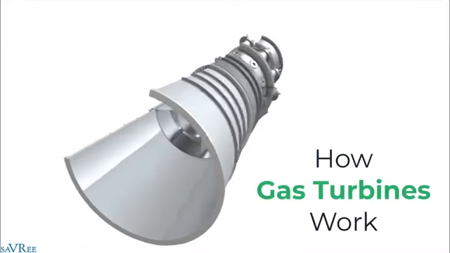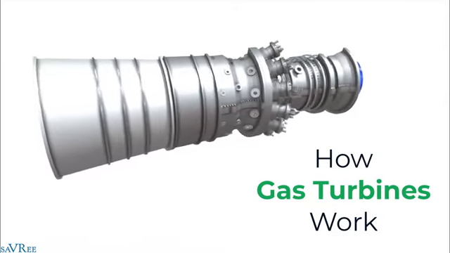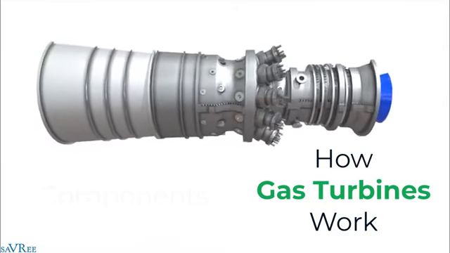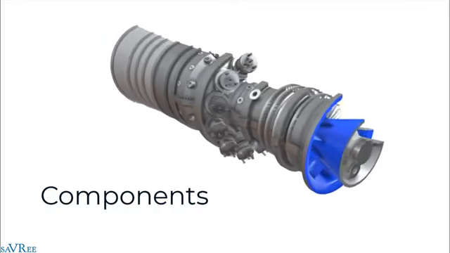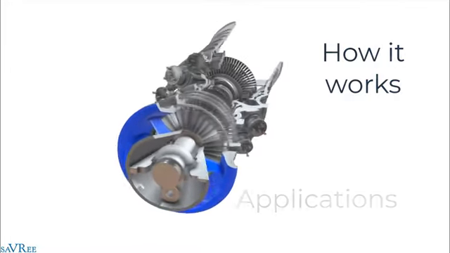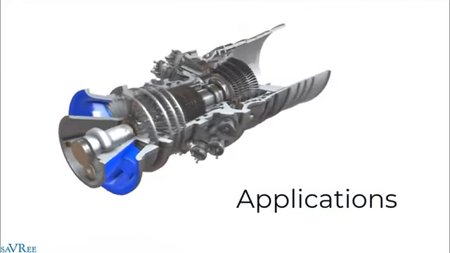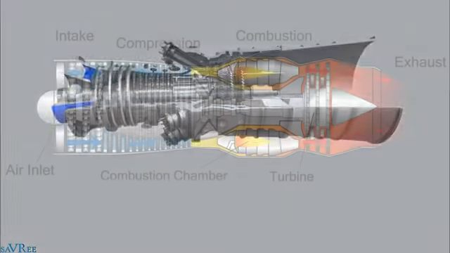Hi, John here. In this video, we're going to take a look at a gas turbine, also known as a combustion turbine. I'll show you all of the main components that are assembled to form a gas turbine. I'll show you how it works, and then I'll show you how a gas turbine looks when it's installed within a power plant.